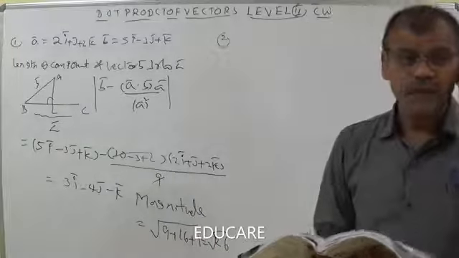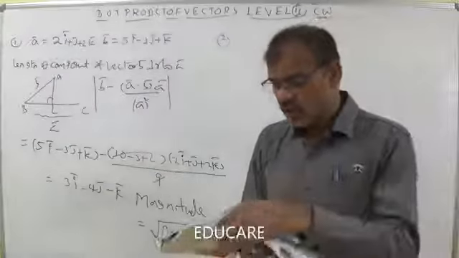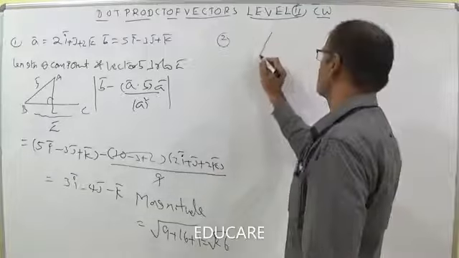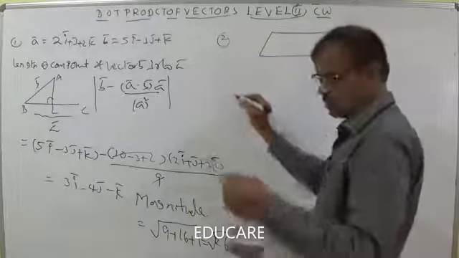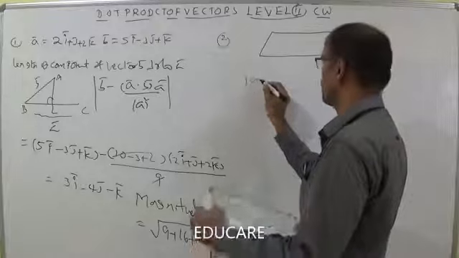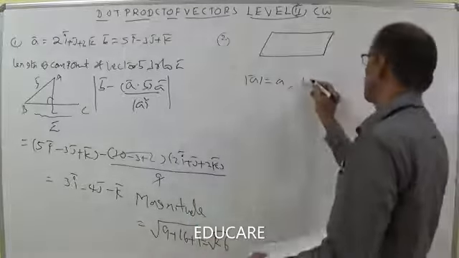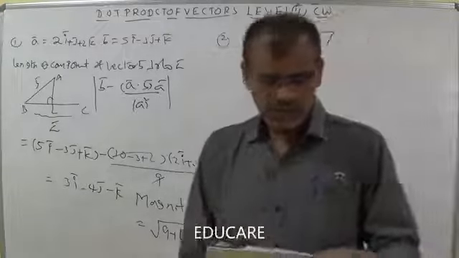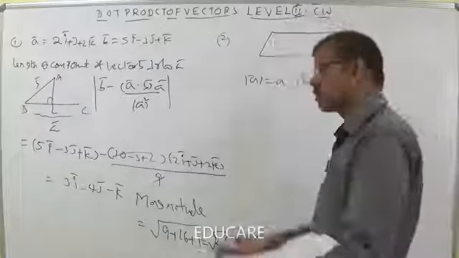The second question is a lengthy question but the concept is very small. A parallelogram is constructed with A bar and B bar as adjacent sides such that mod A is equal to mod B. A bar means A, he gave simply A, it is a scalar. Mod B bar means B, it is a scalar. The vector which coincides with the altitude of the parallelogram and is perpendicular to A bar.